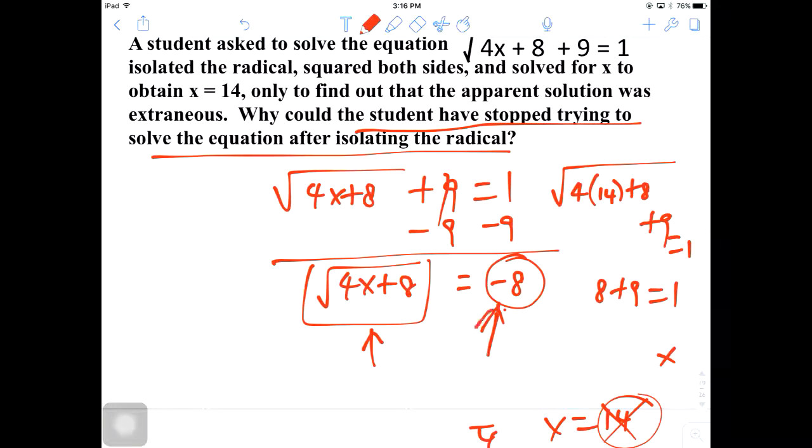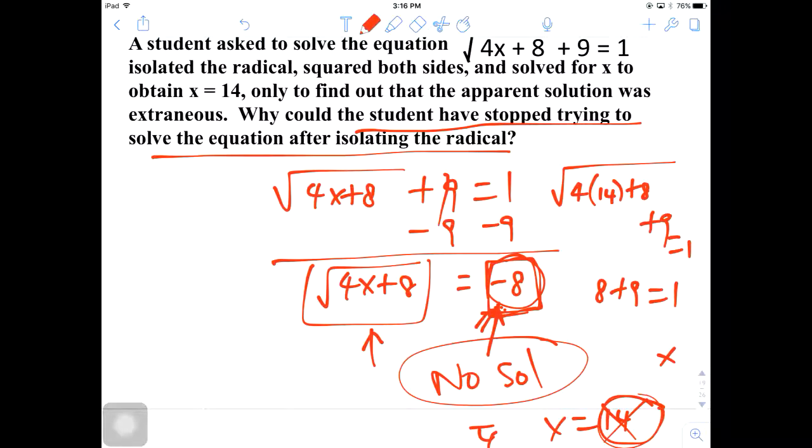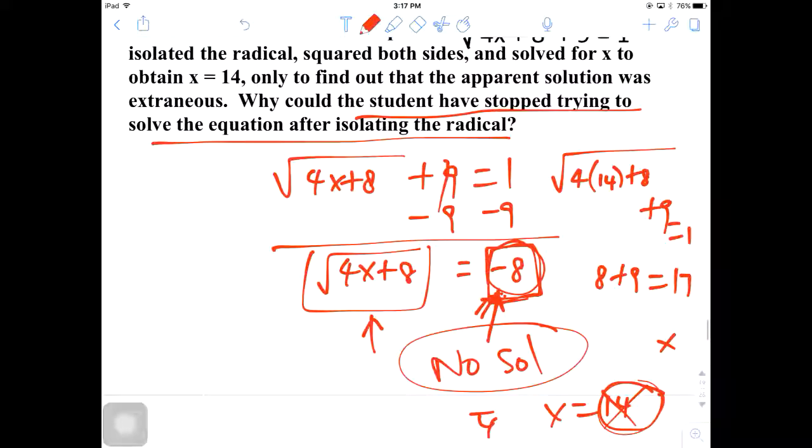So the student could have stopped right here and said, it is impossible to get a negative answer from a square root. And that's when you could say no solution already. And that's what the student could have done, and that's what they missed. Instead of going all the way to the 14 and then checking your answer and then realizing, oh, that answer does not work out, right? So that's what the student did wrong.